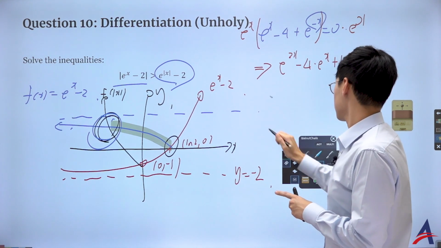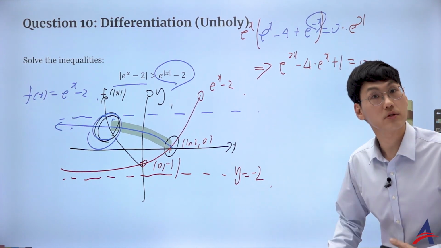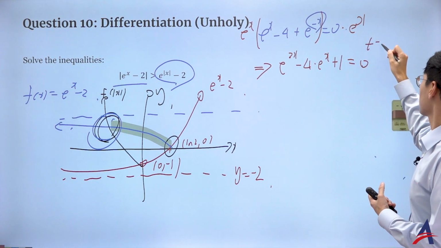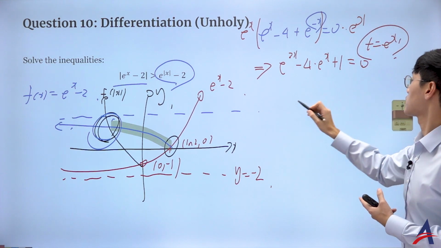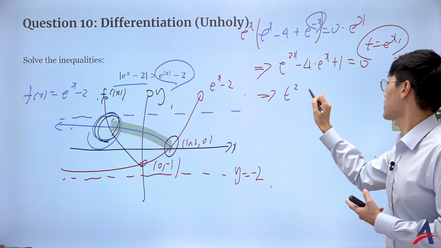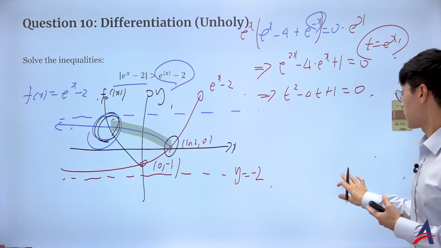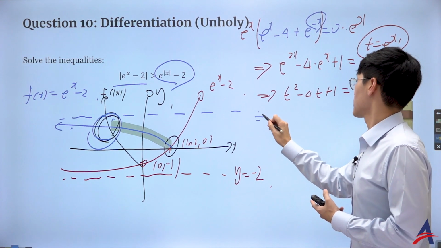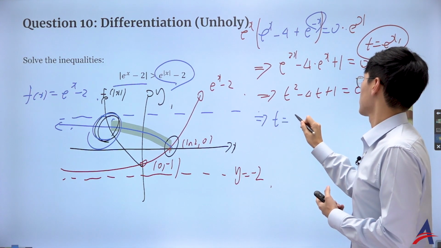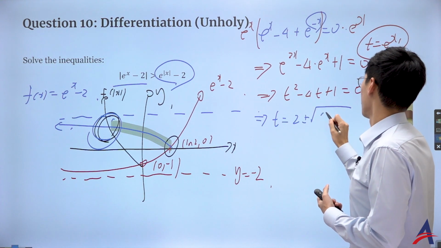Then yes, now I see this is sort of a quadratic expression with the substitution of t equal to, for example, e to the power of x. This will then yield t squared minus 4t plus 1 is equal to 0. That is brilliant. So what you want to do here, my friend, is to use the quadratic formula. t is equal to who? 2 plus minus root 3.